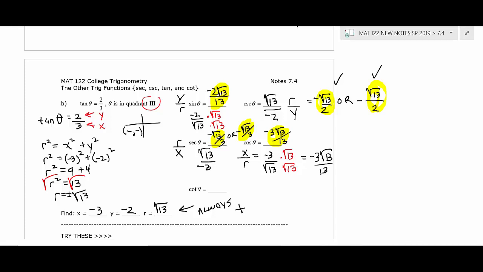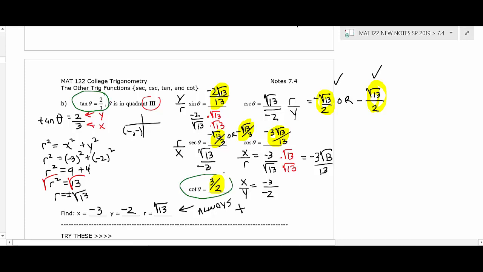But the quadrant's going to tell you that. Okay, and then the last one, what's a cotangent? A cotangent is x over y. So x is negative 3, y is negative 2. If you divide a negative by a negative, you get a positive, so you get that. Okay, and I want you to notice this. I gave you the tangent 2/3, therefore the cotangent's the reciprocal, so it's 3/2. You could have just done that automatically if you want to. Okay, so that's the idea.